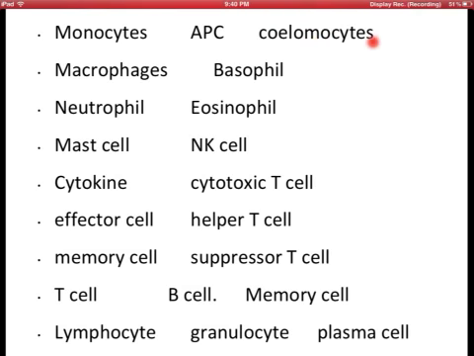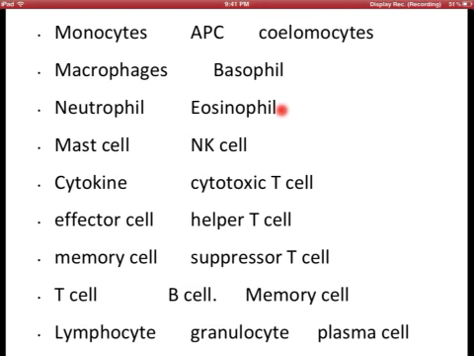Coelomocytes are macrophages in invertebrates. So, bakit ko sinabi macrophages? Hindi naman macrophages talaga, pero phagocytic cells found in invertebrates. Counterpart sila ng mga macrophage, neutrophil. Basophil, this is a granulocyte.